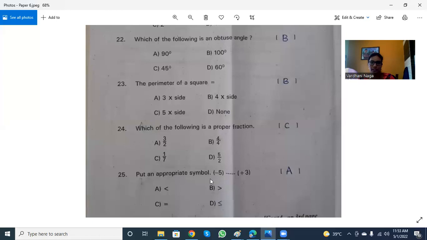Put an appropriate symbol: -5 dash plus 3. In between you need to put greater than, less than, or equal to. So always we know that negative numbers are smaller than the positive numbers. So you will have a less than sign. How to remember that less than sign? Whatever the greater number is there, you have to open the mouth, crocodile mouth, to that side. So the plus 3 is greater. So you need to open this side and close this side. So option A.